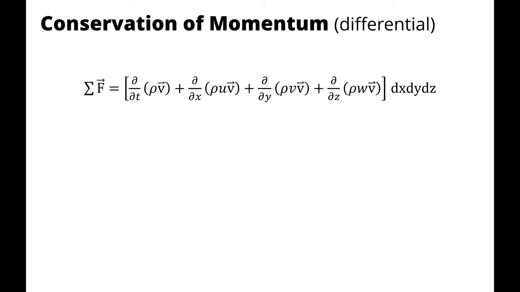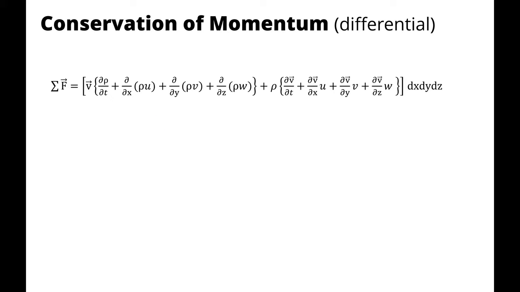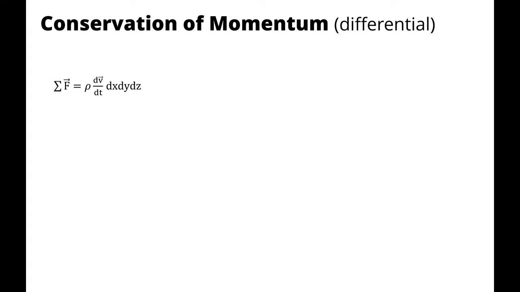My next simplification comes from recognizing that if I split these products up, I can express them separately, like this, and I can simplify that first term by recognizing that this is zero, as per our conservation of mass. That means all I'm left with is this right term, which can be rewritten as the material derivative of velocity, because these terms all look familiar. And the right-hand side of my conservation of momentum equation simplifies all the way down to density times the material derivative of velocity with respect to time times the volume of the cube.